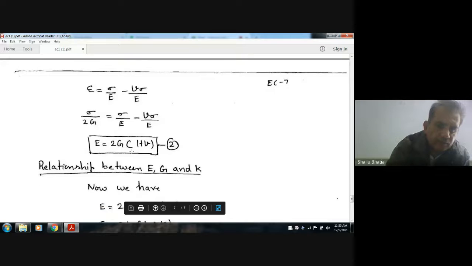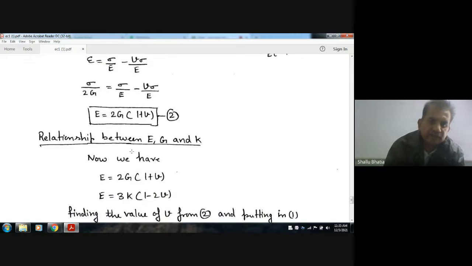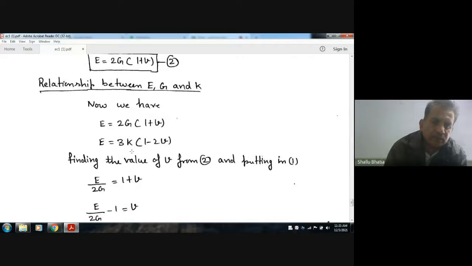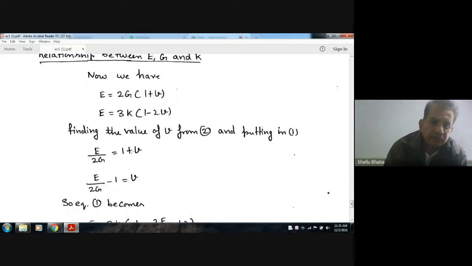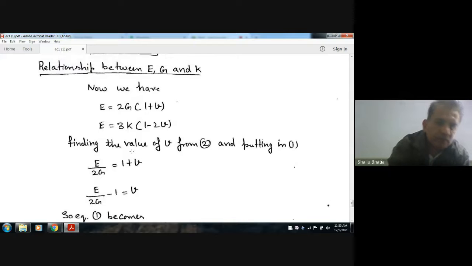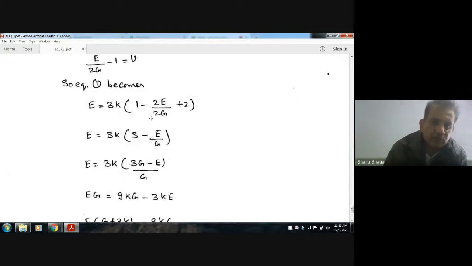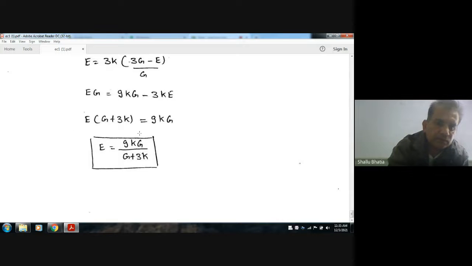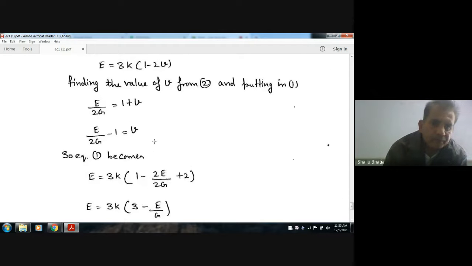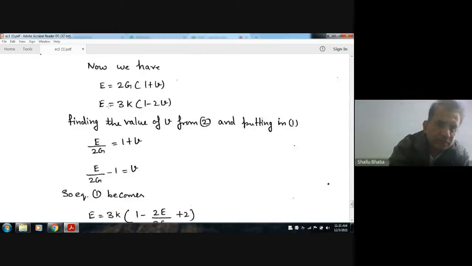Now next is the relationship between E and K. If we eliminate G, K and mu from the two equations that we derived earlier, we will reach the equation E is equal to 9KG divided by G plus 3K. How? Now from this, E by 2G is 1 plus mu, and E by 2G minus 1 is mu. Now we have found the value of mu from this, and we'll put it in this equation.